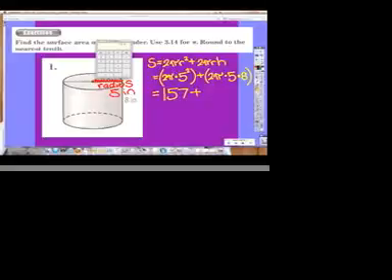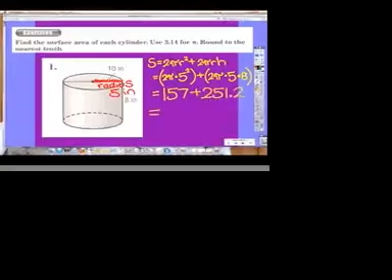Give me a thumbs up if you got it. Yeah? Okay, and it is in the 10 spot, like Casey pointed out. And we're talking inches, so this will be inches squared because it's surface area. Woo!